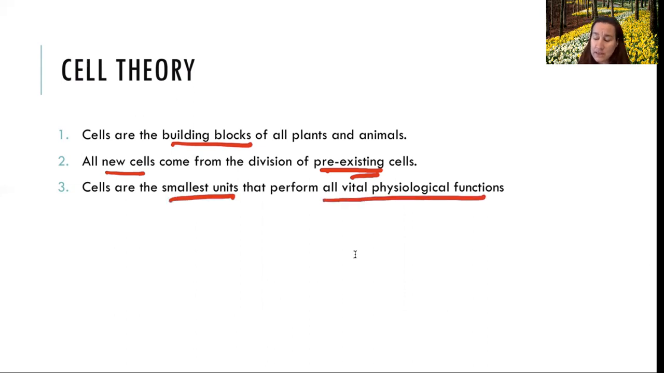So know these 3 tenets, please. They will be on your test. If you have questions about cell theory, let me know. That's going to finish up our first section of chapter 3.